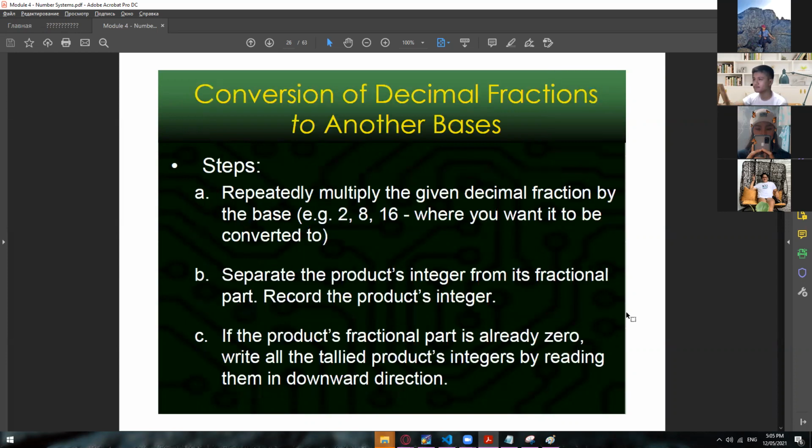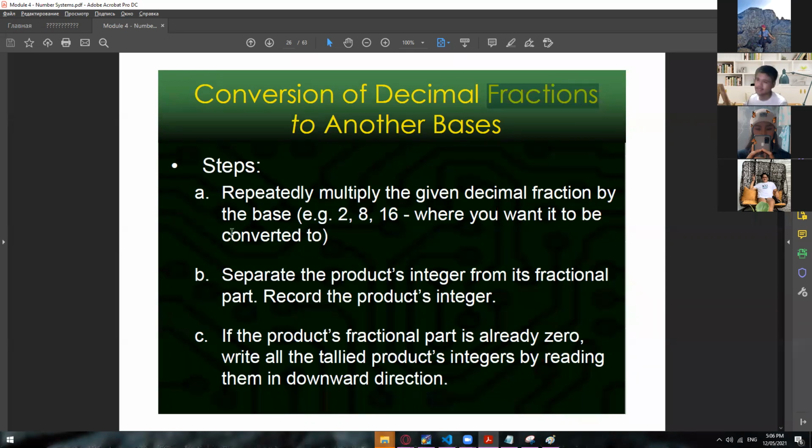Okay. So in here we have another process wherein, of course, we're now going to convert a decimal fraction. Before, we were converting an integer decimal, but in here we have a fraction to another base. So here are the steps for this conversion. Repeatedly multiply the given decimal fraction by the base. For example, if the base is 2, then multiply it by 2. If the base is 8, multiply it by 8, and so on and so forth, where you want it to be converted to.